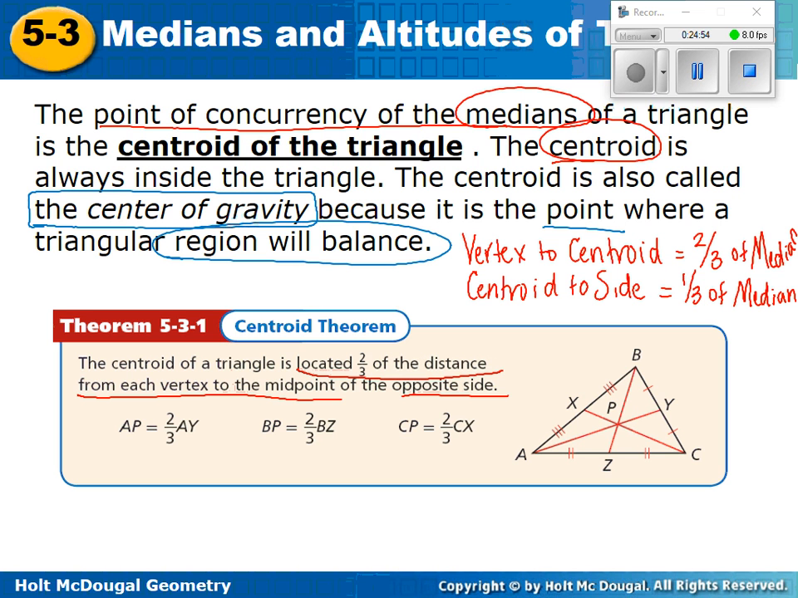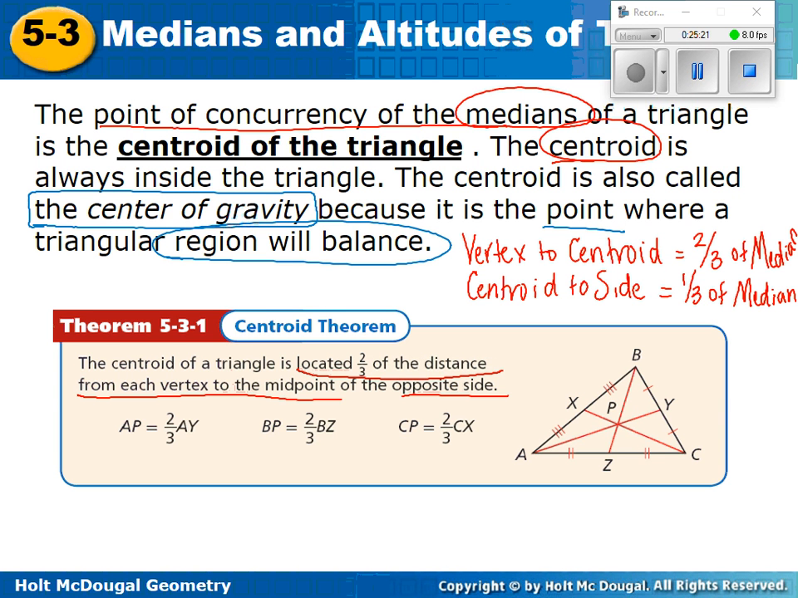So if you think about an actual triangle, if I wanted to balance a triangle, let's see if I have a triangle in here. Okay, pretend this is perfectly triangular. It's kind of curved because it folds to make a triangular pyramid, but pretend it is perfectly triangular. If I wanted to balance this on my pencil, I would have to find the centroid to find the balancing point.